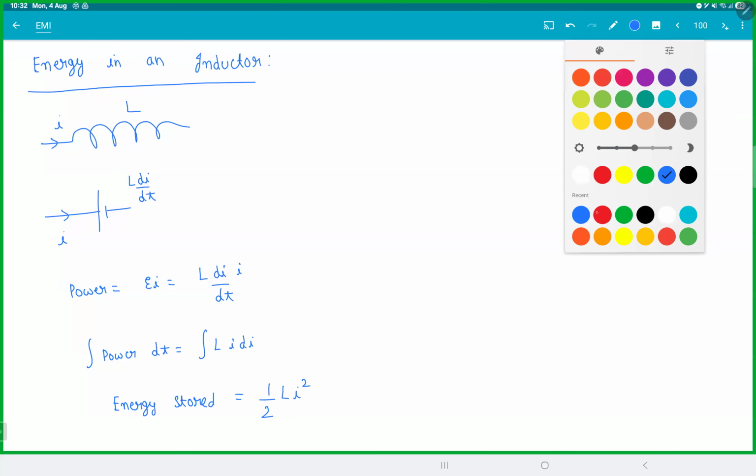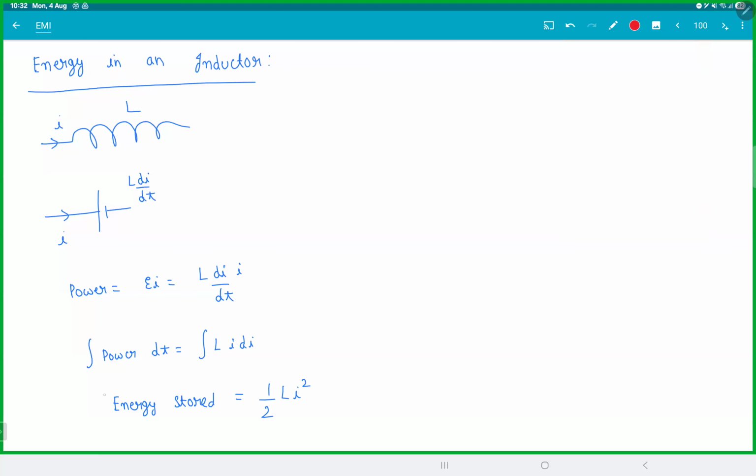But this thing also tells you something. The moment the current stops flowing, the energy goes off. So unlike a capacitor, you can't just charge it and keep it aside. You have to put it in a circuit where the current is continuously flowing. That's your energy stored.